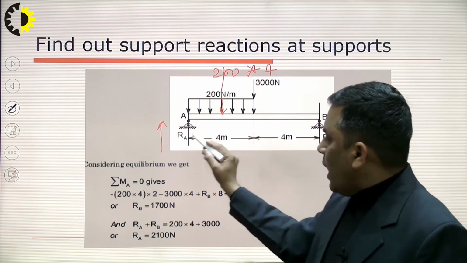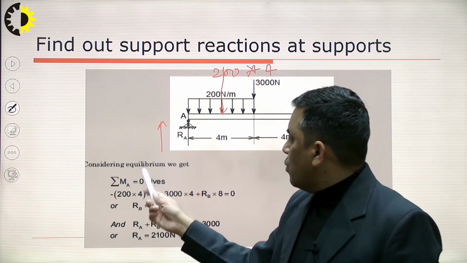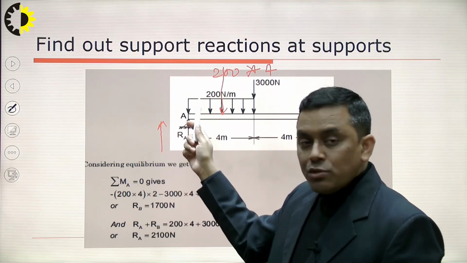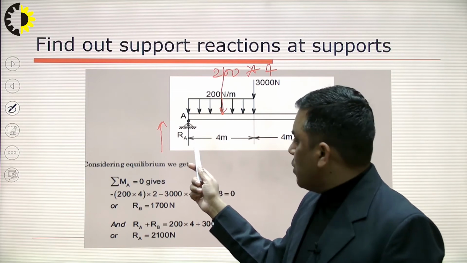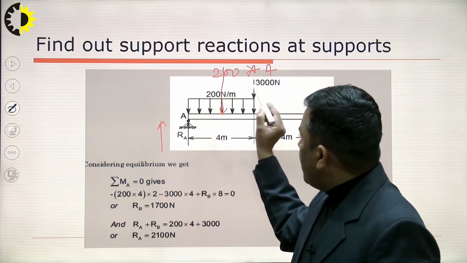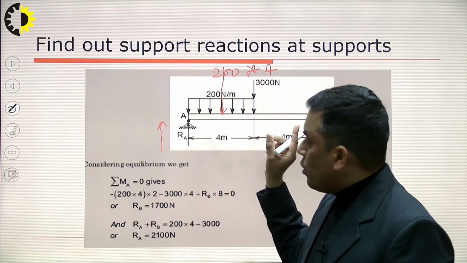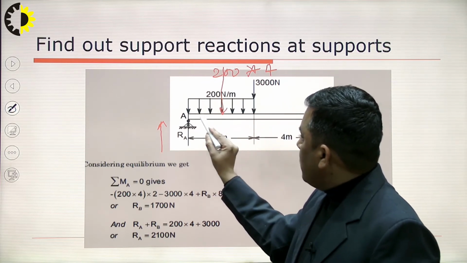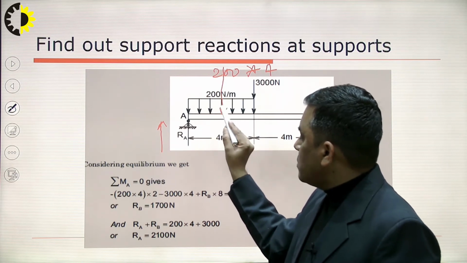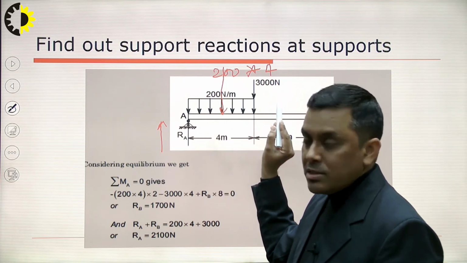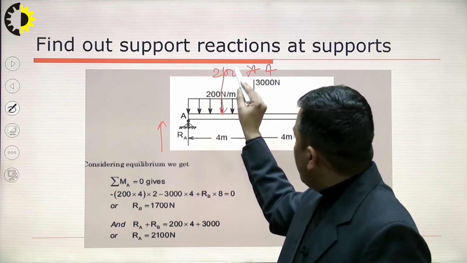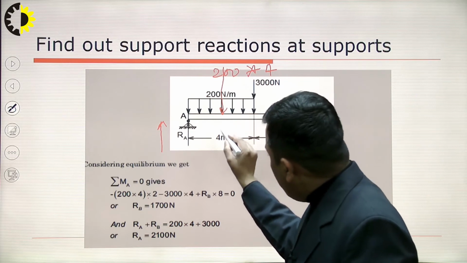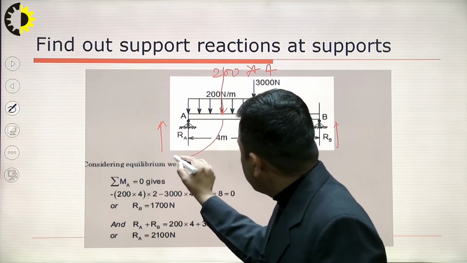Now the moment due to Ra about point A: Ra is passing through point A, so there will be no moment because of this. 200 into 4 is the net effective load of the UDL. It is effective at the midpoint of the 4 meters, so obviously it will be at 2 meters distance from point A. So 200 into 4 into 2. The tendency of rotation will be clockwise.